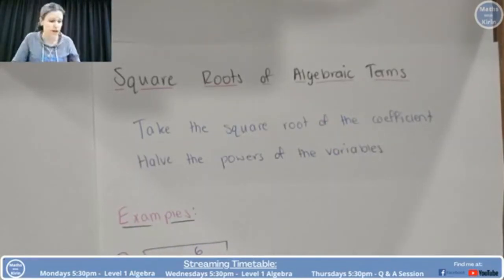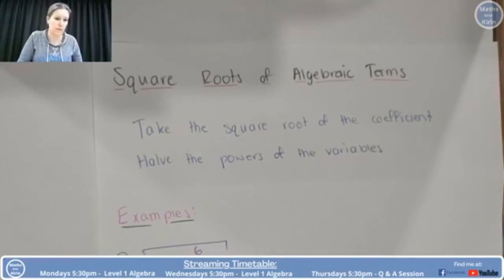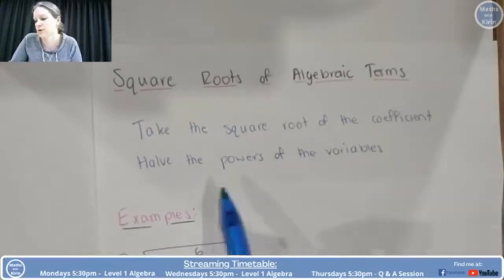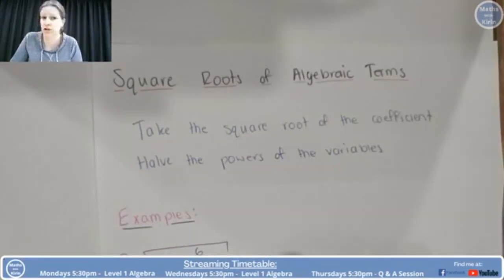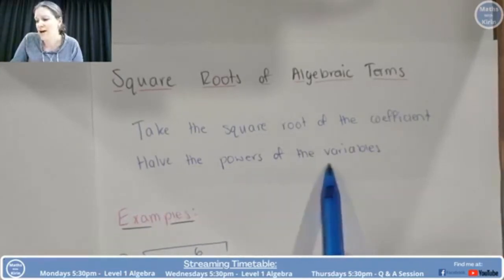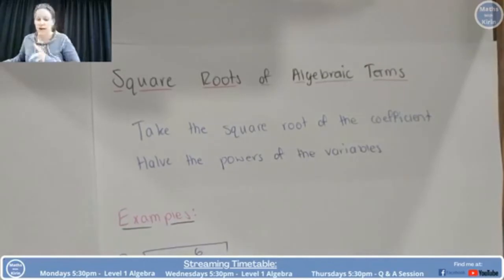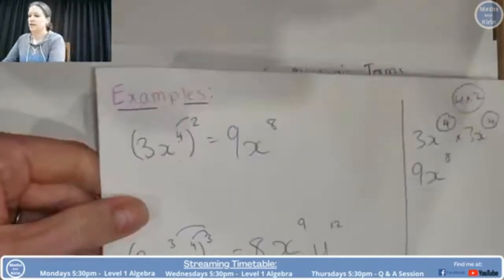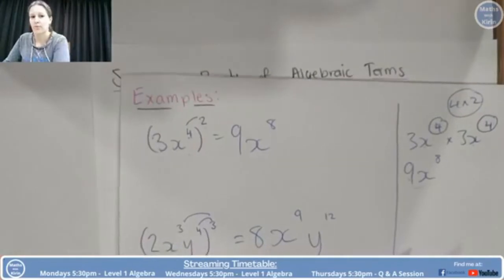So for square roots, again, we're going to just take a bit of a side note so I can kind of explain why it works. So when we're taking square roots of algebraic terms, we take the square root of the coefficient, as we normally would for a number, and we end up halving the power of the variables. And we're just going to go back to this in order to show you why we end up halving.